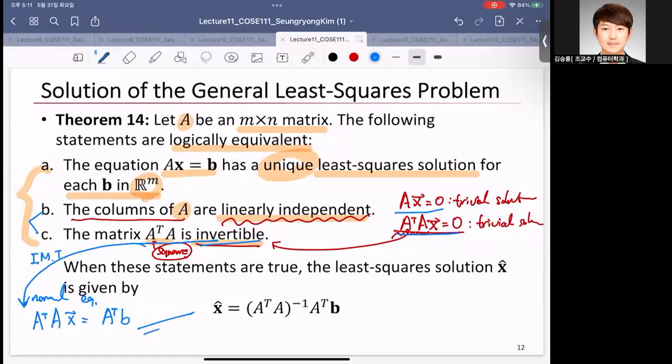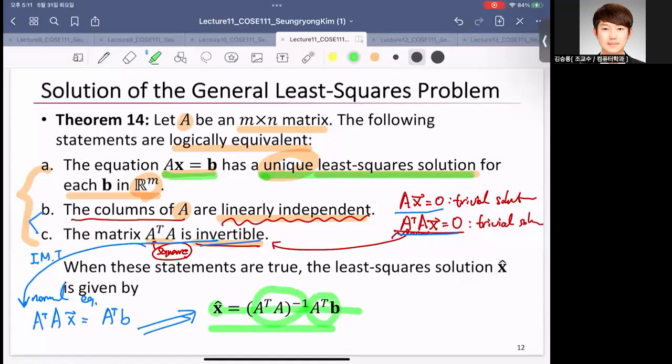Then we can uniquely find the solution of this normal equation by the inverse of A transpose A times A transpose b. So the least square solution is unique. So Ax equals b has a unique least square solution. This is Theorem 14. Please remember that you don't need to memorize all the proof, but please understand the high-level meaning of this theorem.